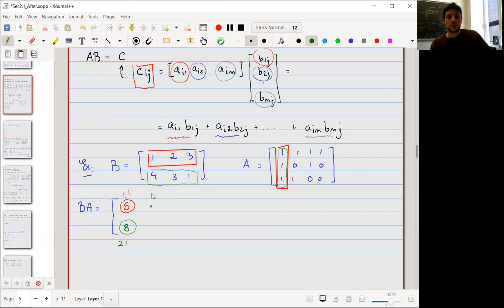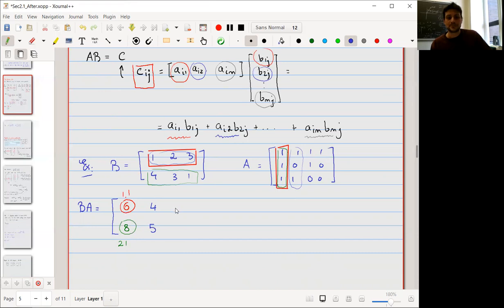For first row, second column, I will have to look at the first row of B and the second column of A. So I'll have 1 times 1, that's 1, plus 2 times 0, that's 0, so it's still 1, plus 3 times 1, so it's 1 plus 3, that's a 4. Let's do, for the second row, I'll have 4 times 1 plus 3 times 0 plus 1 times 1. That's 4 plus 1, which is a 5.